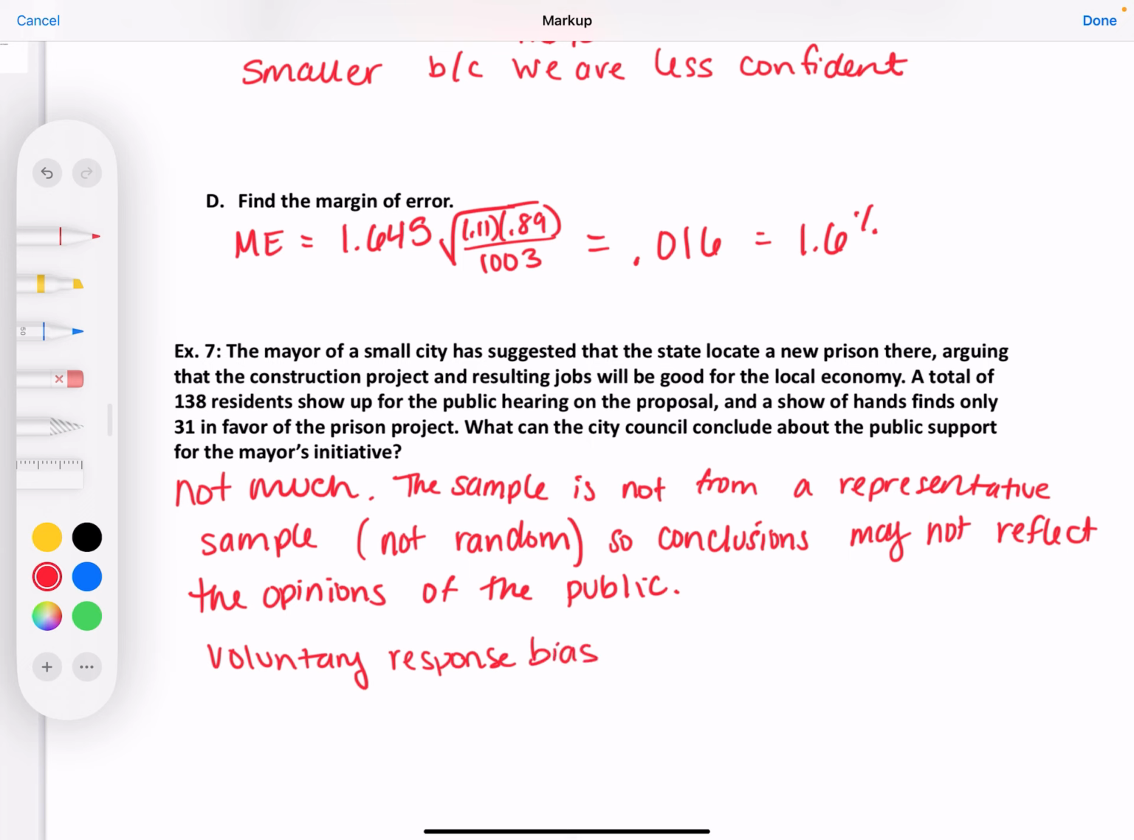Because the people that show up to the hearing are probably people that have a very strong opinion. And typically only the people with a strong opinion are going to say anything. Now, you might get a few random people that just show up to everything. But this right here is a problem. Or is the problem with this whole thing.